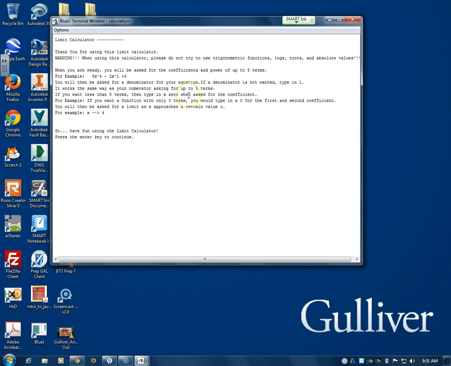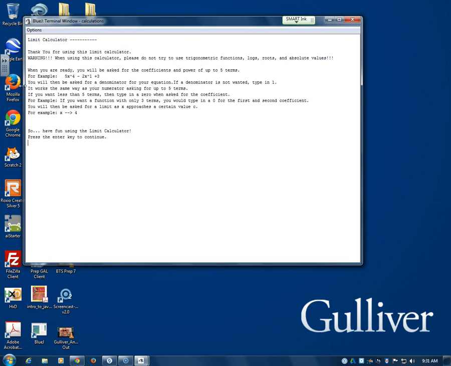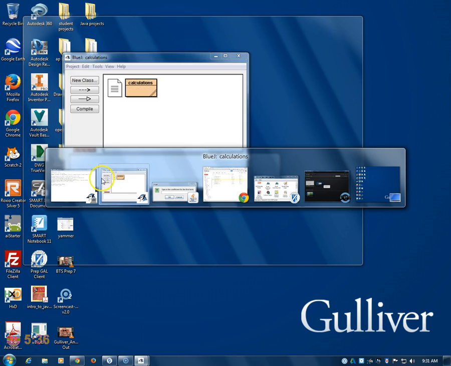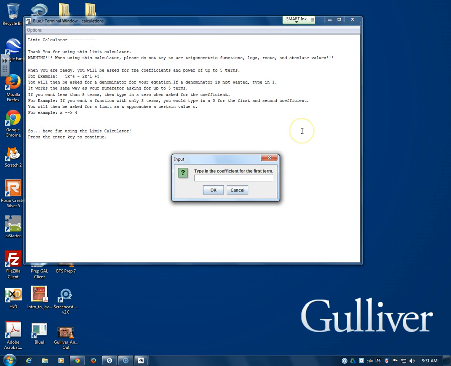This is not pretty. Okay, so there's an introduction saying what you can't do right now. This code doesn't allow trigonometric functions, logs, roots, or absolute values because it's not coded for that yet. It also tells you how the program works. So just to start, press enter to continue. It asks for the first coefficient.